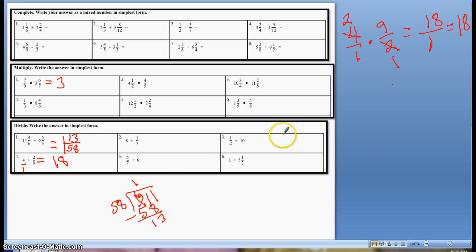Let's take a moment to look at this 10. If I wanted the inverse of 10, because it is the second fraction, I would have to get the inverse. You could think of it as 10 over 1, and the inverse of that would be 1 over 10.